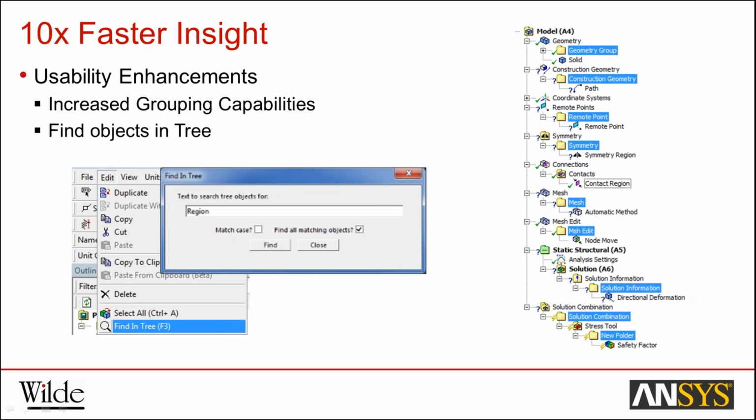We've also got the addition of a Find Objects in Tree tool. This really is as simple as a search box, same as how you search a Word document, for example. You can now search the tree for something that's got a given name, either a name that you've defined yourself or an automatic name that's been generated by Mechanical.